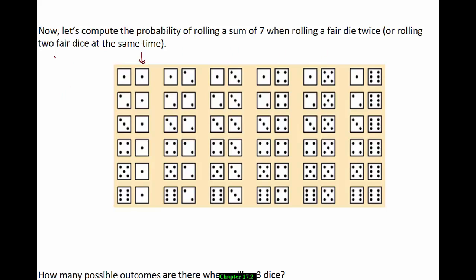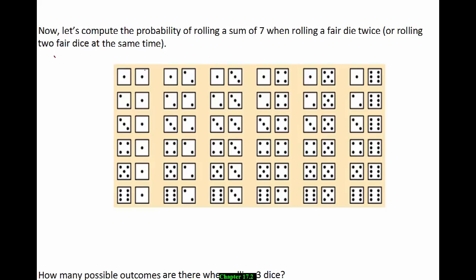Going down the first column, this is when we consider the second die as a 1, and it rolls through the changes of the first die. We could count the possible total outcomes here for rolling 2 dice, but we can see that it's 6 rows and 6 columns. So that's 6 times 6. There are 36 total possible outcomes.